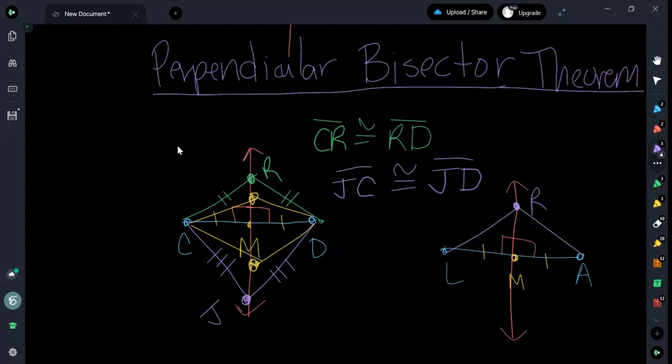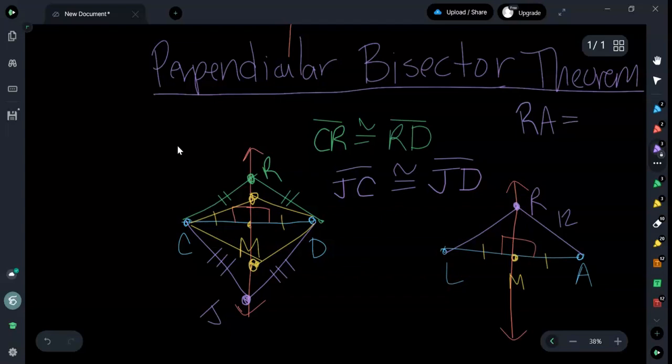First one is, let's say I tell you that RA equals 12. Now, do you notice how when I say RA equals 12, there's no symbol above it? Yet over here, these are symbols. That's because here we're talking about the objects themselves. A segment is the same length as a segment. Over here, I'm actually talking about the exact measure. We're not talking about the object itself. We're talking about the measurement.